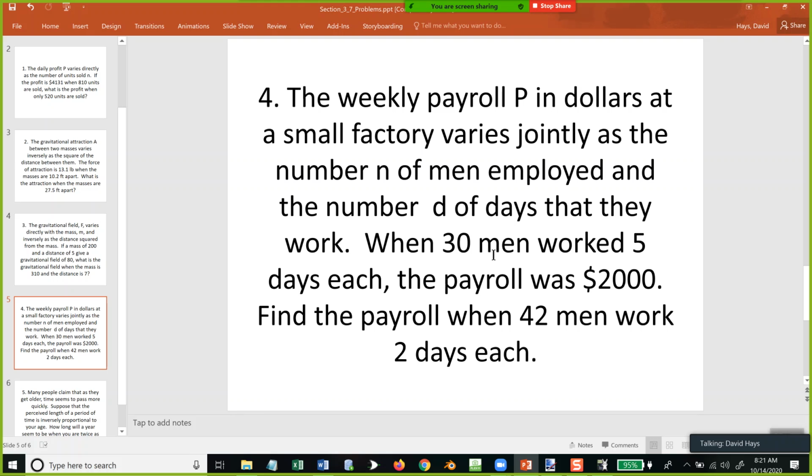This is a long time ago. Well, I don't think there's any factory in the United States that doesn't have women working in it now. That's all men. And 30 guys worked a week, and the entire payroll for those 30 guys was $2,000. Gives you an idea of how long ago it was.